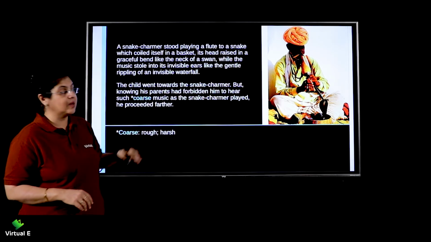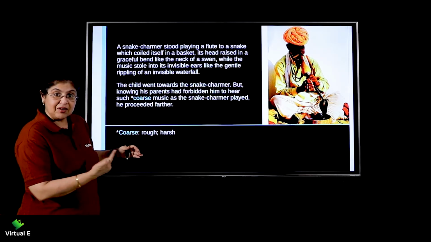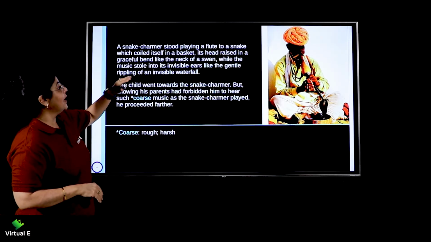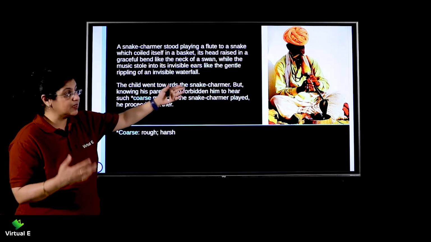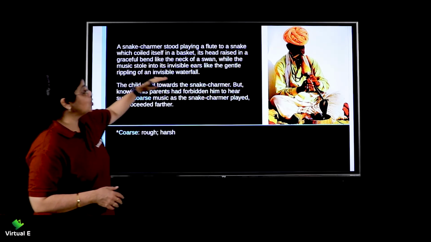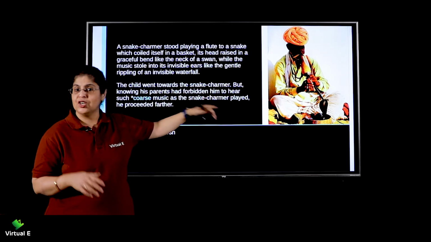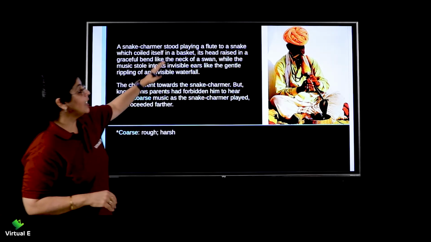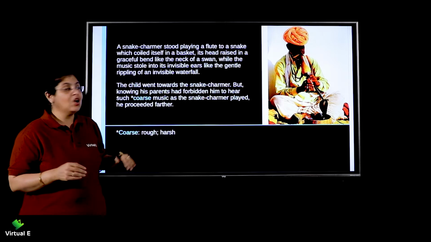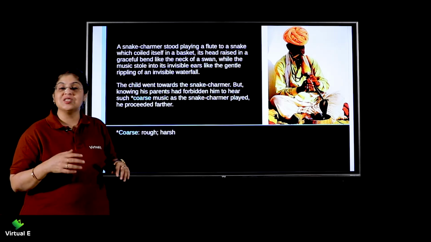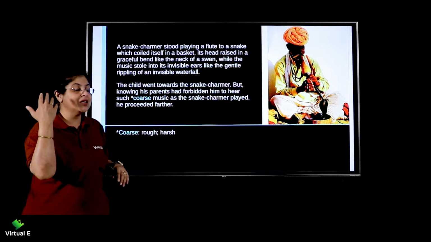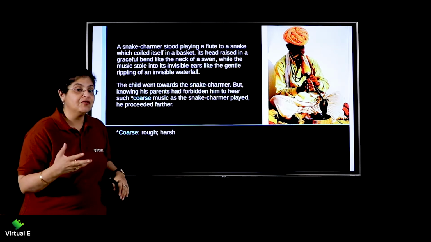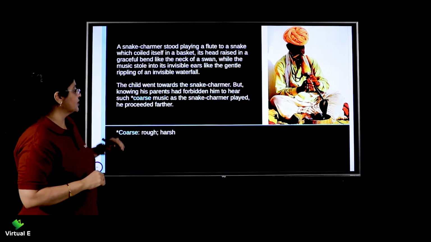You can see that's a snake charmer. You can see the snake which is sitting round. He's coiled in the basket and his head is up like a swan. Okay? And when he was playing the music, where did that music go? It stole into its invisible ears. Have you seen a snake with ears? They are invisible, but he can hear. Like the gentle rippling of an invisible waterfall. Just like a waterfall is not visible, but you can hear the rippling, the falling of water. Likewise, the snake could hear the sound of the flute, though he did not have the ears.